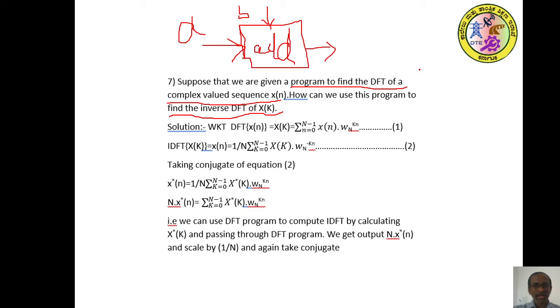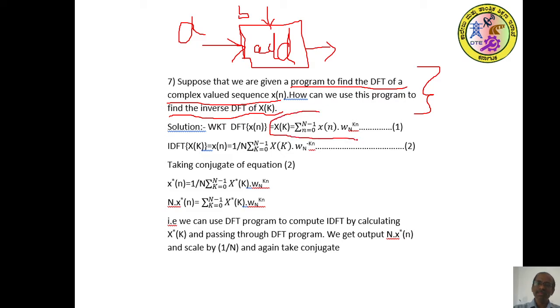Similarly, the complete question is, you have a program for DFT. Can you modify this program? Can you use, not modify, can you use this formula or program to work as IDFT? Yes, it is possible. Let us try.